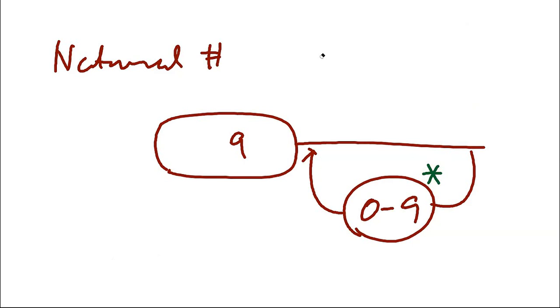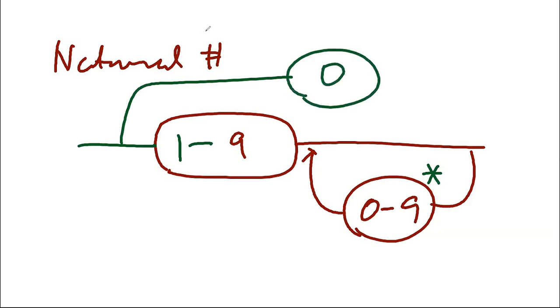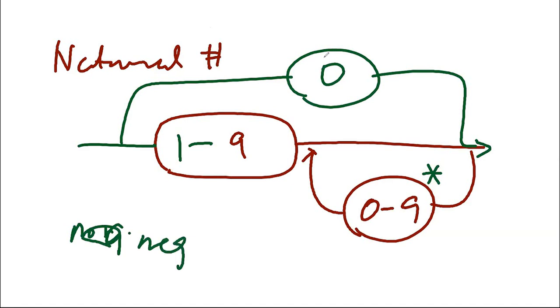you still keep this one, 1 to 9, but you need to add another path, just include a 0 over here. Is that okay? So this actually is the green one. I call it the non-negative one. Non-negative number. Okay. So without the green one, just the red one, it actually is a natural number.